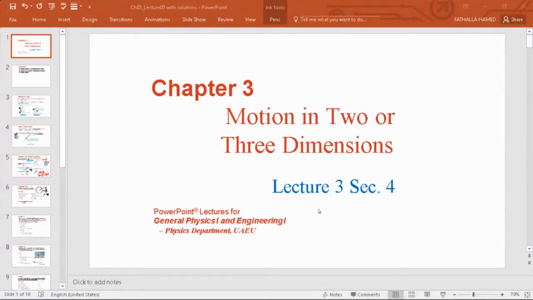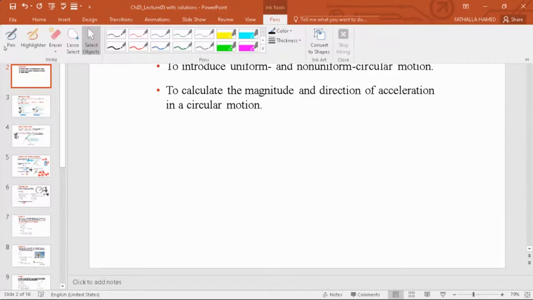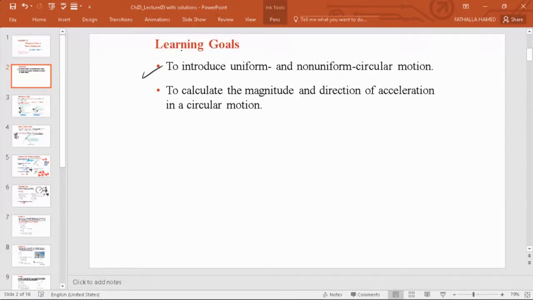Today we're going to start lecture number 3 from chapter number 3. The learning goals for today are to introduce uniform and non-uniform circular motion, and to calculate the magnitude and direction of the acceleration in a circular motion. So these will be the goals for today's lecture.